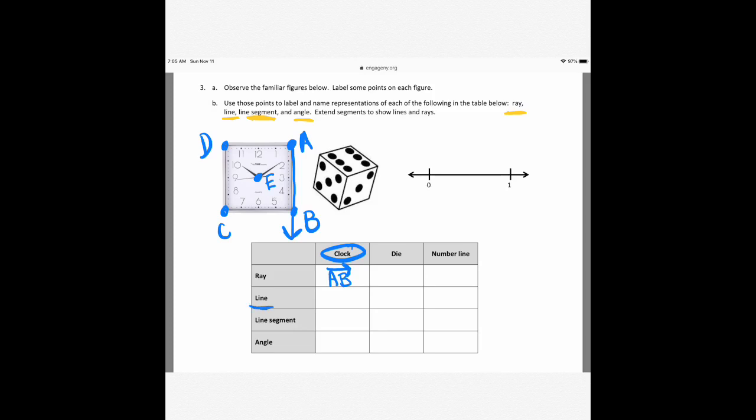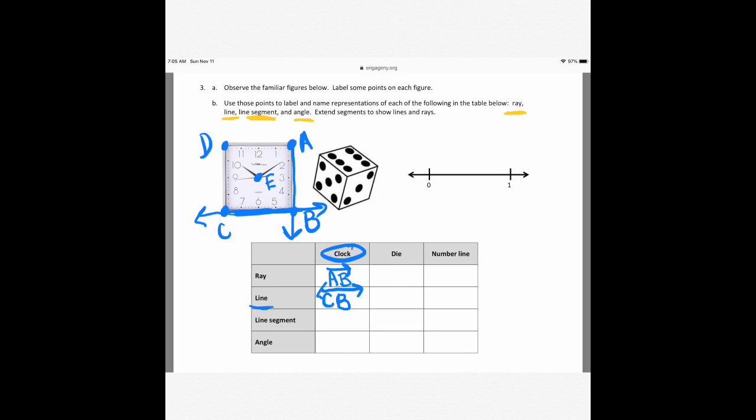Next, I want to do a line, which means it's going to go on forever in both directions. I'm going to show two arrows, so I'm connecting C and B and putting two arrows in both directions, showing that it goes forever both ways. So that's line CB.